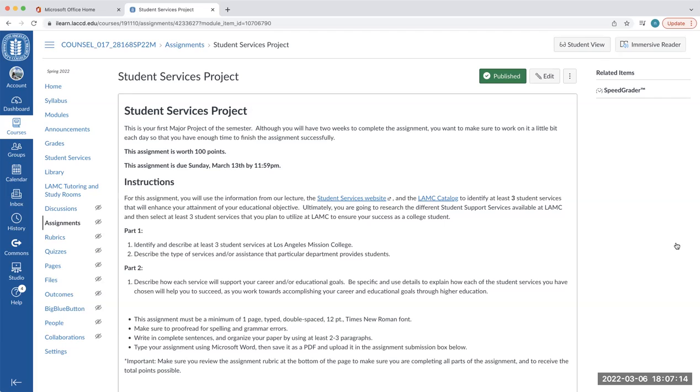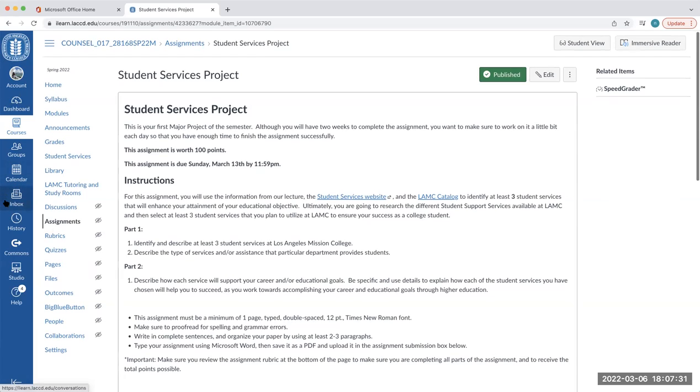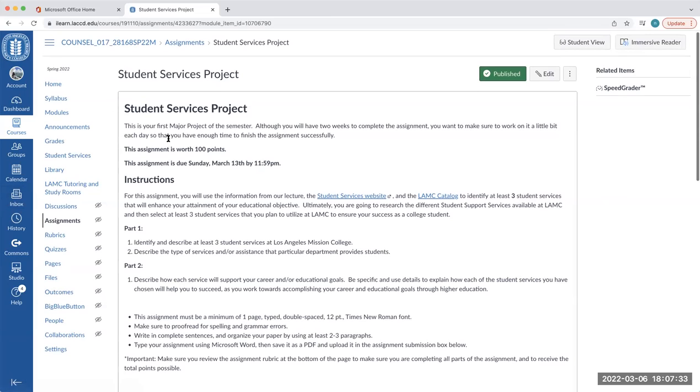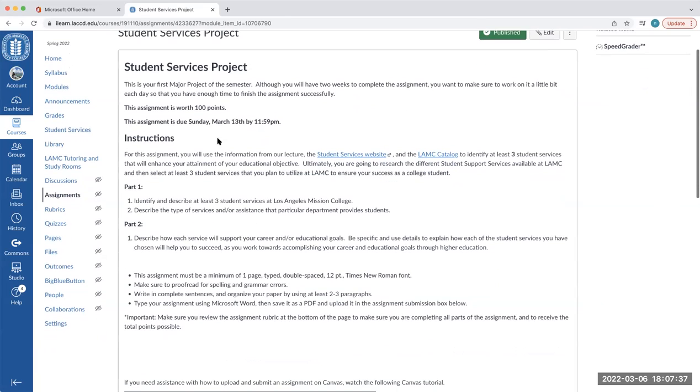Now, even though it's worth a lot of points, it's not a difficult project. So I went over the instructions in last week's lecture, but I'm going to go through them again. And again, if you have any questions that come up throughout the week, please email me or send me a Canvas message through inbox. So for the student services project, it's due on Sunday, March 13th by 11:59 p.m.